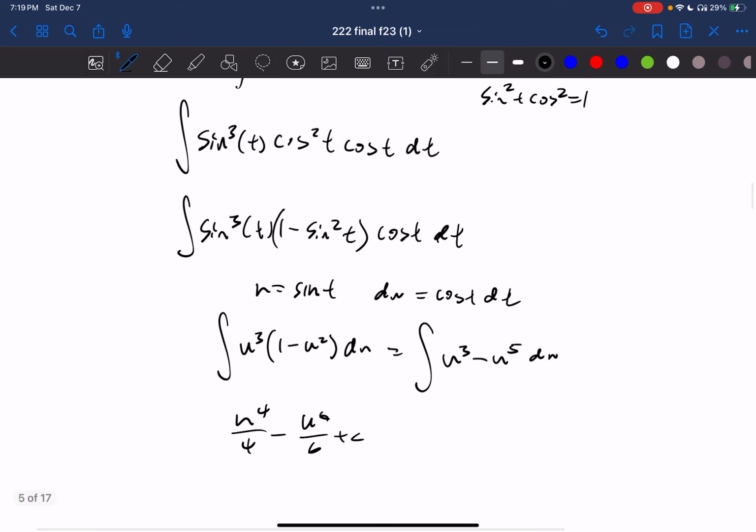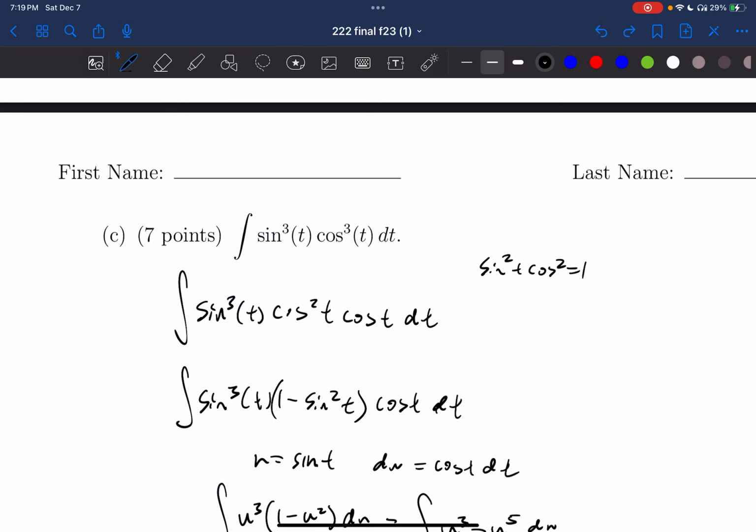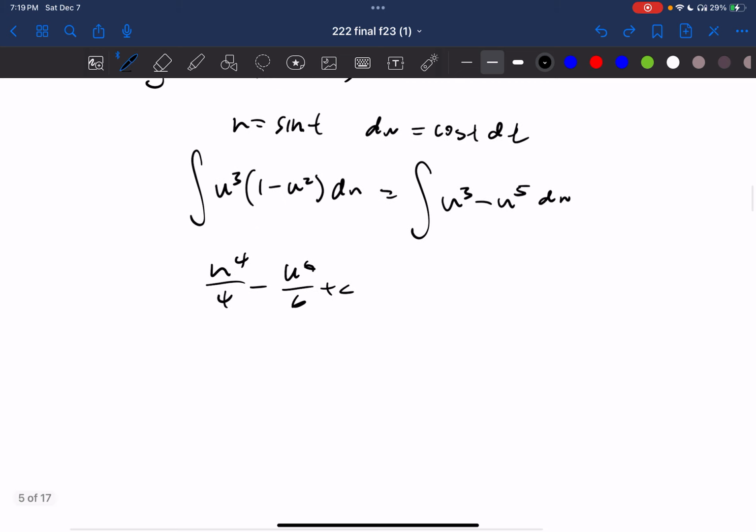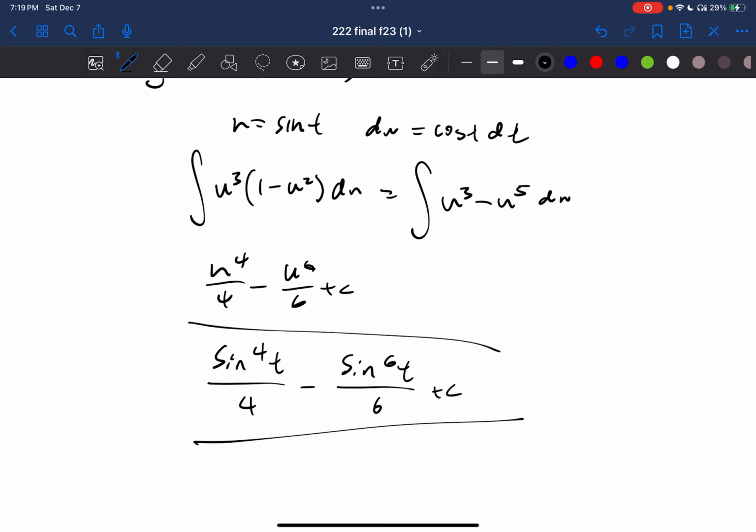Now we started with t, but now we're in u, so we need to replace u with what it is, and u is sine. So sine to the 4th power t divided by 4 minus sine to the 6th power t divided by 6 plus c. And that should be our answer.